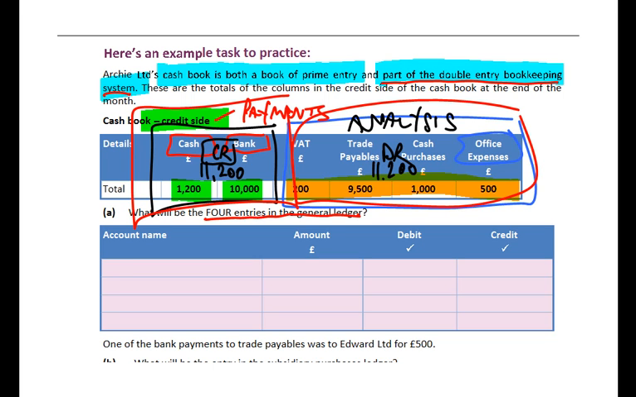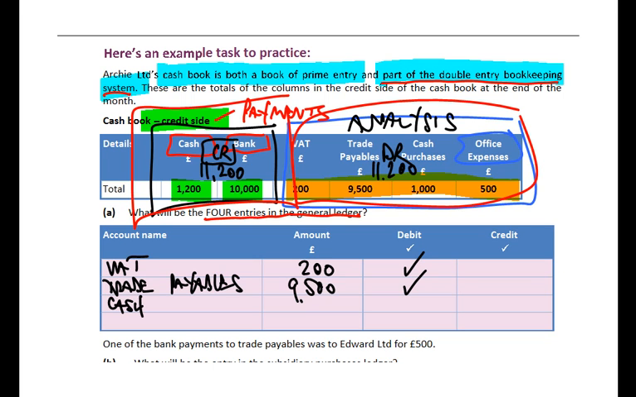Well, you can see the first analysis column is for VAT, so to the VAT control account, we're going to be posting 200, and that's got to be a debit. We've then got 9,500, which is being posted to trade payables. That's presumably payments made to credit suppliers, and so reducing the balance we owe them. And to reduce the balance we owe them, that would require a debit balance.